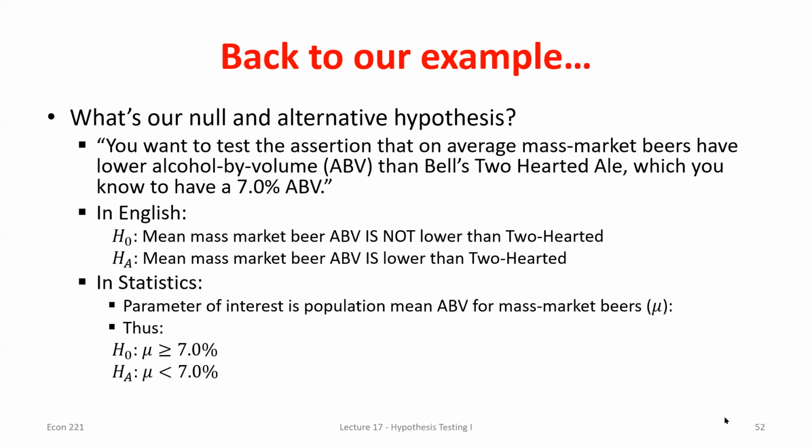So let's walk through this on the board. We could write out what we're doing in words, but that doesn't really help us too much in a statistics class. We actually need to write this out in terms of the statistic we're interested in, that population mean being less than 7%.